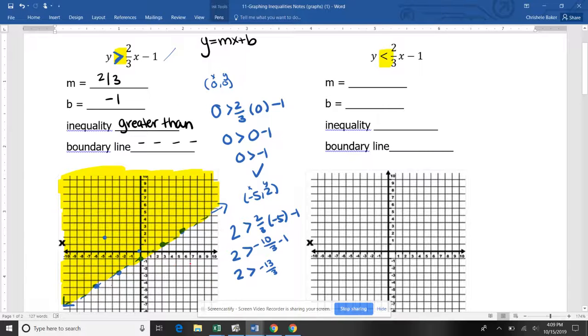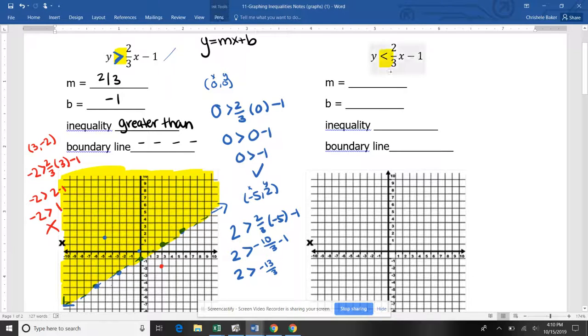So let's look at something that's not a solution. Let's pick something that's not shaded. There. That's 3, -2. This shouldn't work. Y is greater than 2/3 x minus 1. 2/3 times 3 is 2, minus 1 is 1. So is -2 bigger than 1? Nope. And it shouldn't be, because that's not in my shaded area.